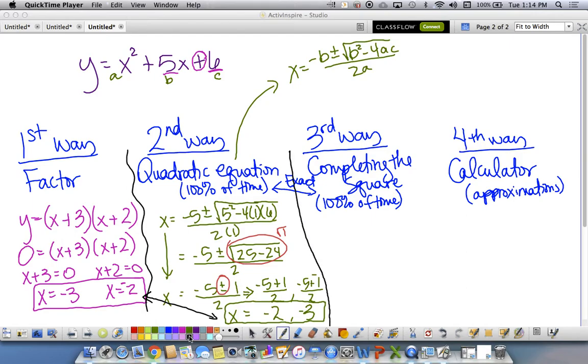Okay, completing the square. This may be one you are less familiar with, okay? But I know you did it in Algebra 2.